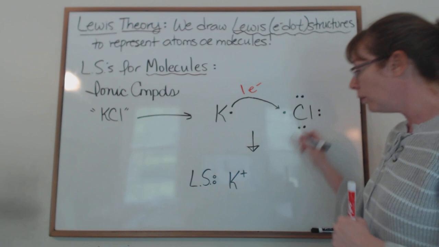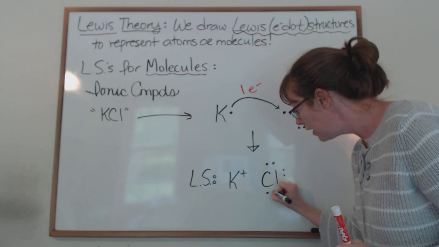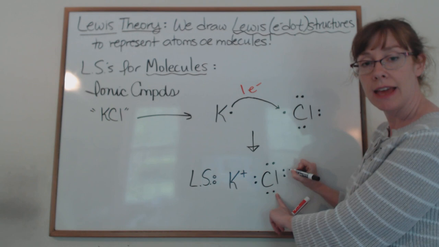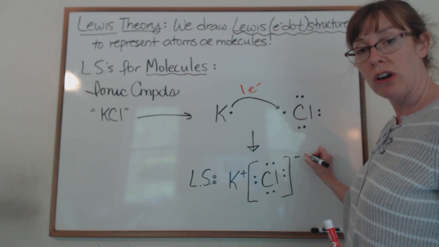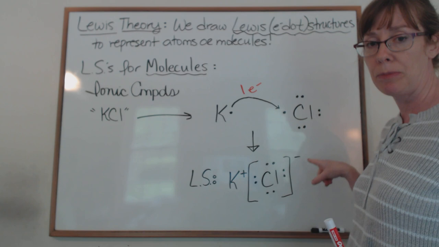And then chlorine now has 8 electrons in his valence shell. Now, we have to make sure that we represent chlorine as the negative anion that he is. But because negatives and dots look very similar, especially to people that don't have nice handwriting, whenever you have dots and a charge outside, you have to enclose that species in brackets to separate the dots from the negative. That is the Lewis structure for KCl.